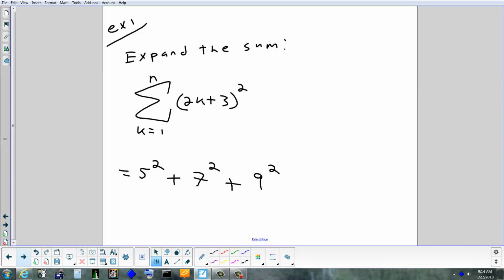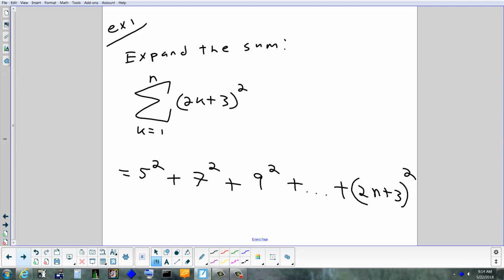Okay, at this point, I think we've established enough of a pattern. Somebody can see what's going on. Oh, we're squaring the odd numbers starting at 5. Plus, put in a dot, dot, dot, because there's an undetermined amount of terms between the third term and the last one. Now, what do I plug in for k at the last step? N. So 2n plus 3, squared. That's how you would expand that.